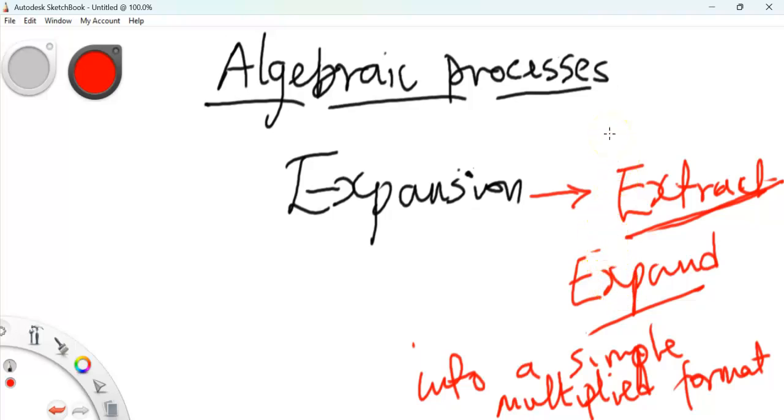Then I'm going to explain things about factorization, then try to connect both of them together before we start solving problems. See you in the next video.